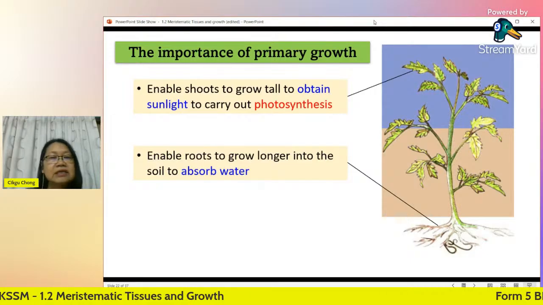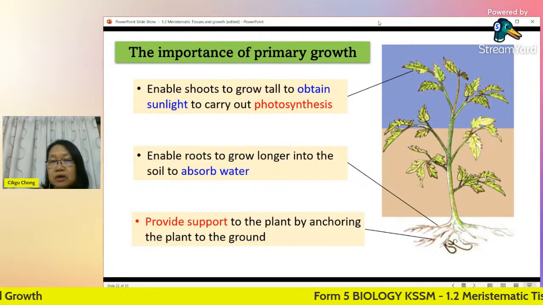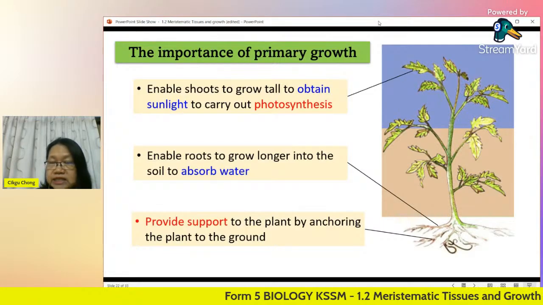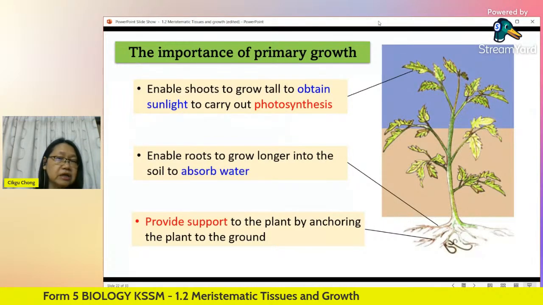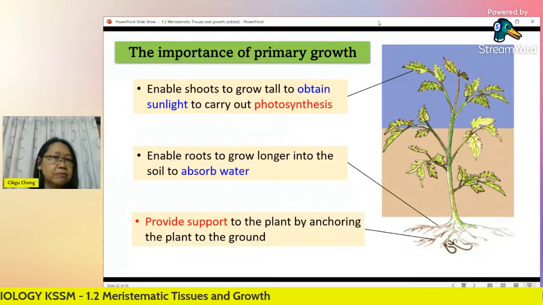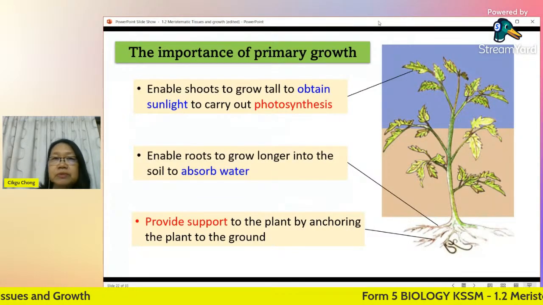Okay, next. And one more. It also provides support because by going downwards, it actually grips the soil. The root grips the soil. So it's important. Otherwise, when the wind blows, the plant can tumble, right? It can topple over. Okay, so that's the importance of primary growth.